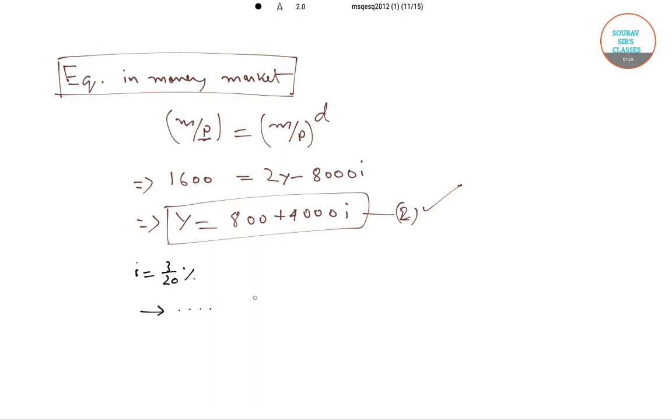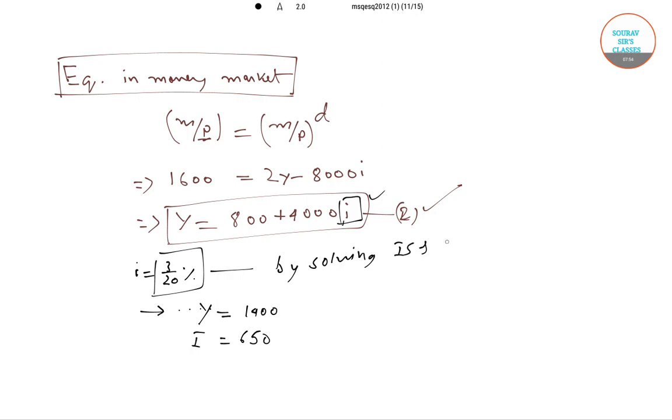If we put this value in this equation, you can simply get the value of y to be equal to 1400, and you will get the value of investment to be equal to 650 by putting the value of i, which we found to be 3 by 20, that is 15%. So how do we get it? We get it by solving the IS and LM equations, and from here we get the income, which is 1400, and investment to be 650.